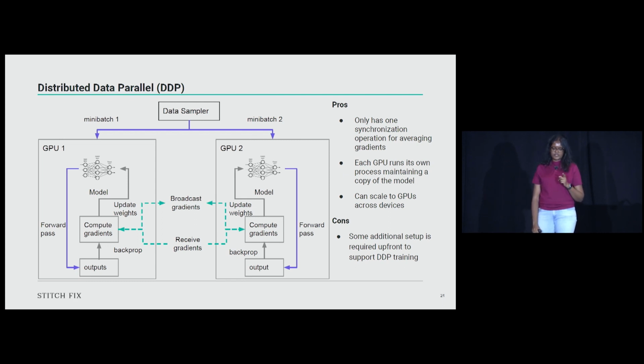The one con with this approach is that it does take some additional setup. It does take some understanding of multiprocessing and how device placement works. We have to make sure that the model and all the tensors are on the right device. Otherwise, you'll see an error saying, hey, my tensors are not on the right device. So it does take some initial setup. But even though it requires some initial setup, the benefits of this approach outweighed the cons of distributed data parallel. So this is what we ended up productionizing at Stitch Fix.